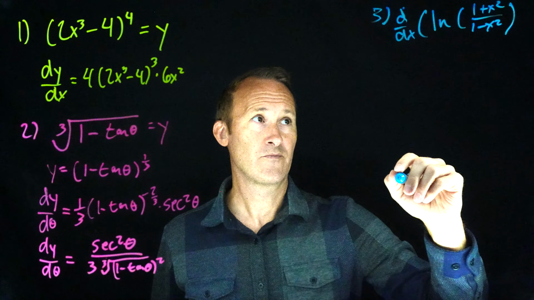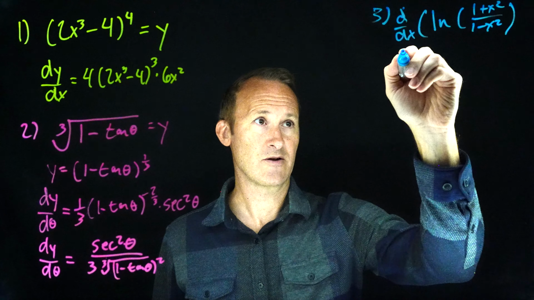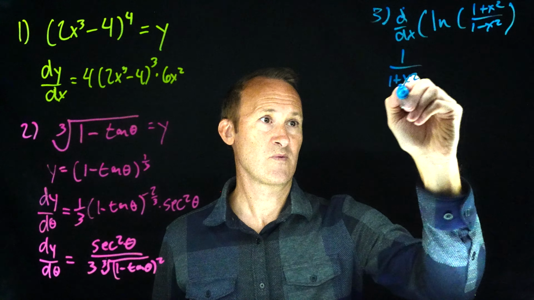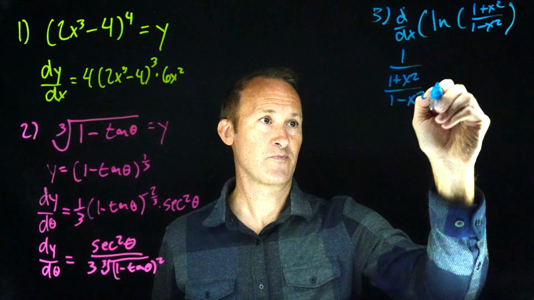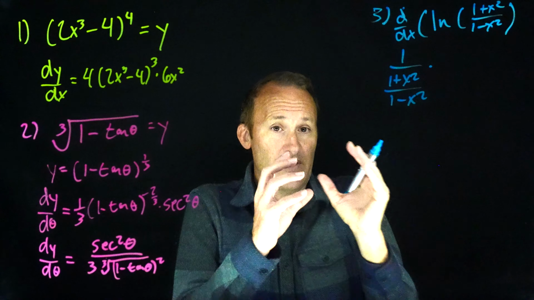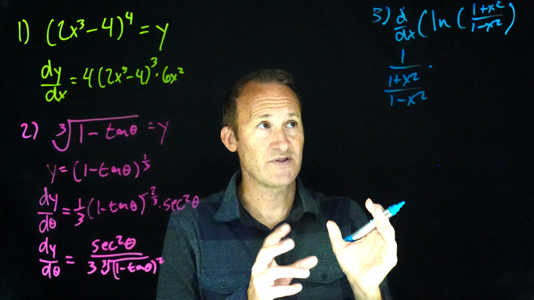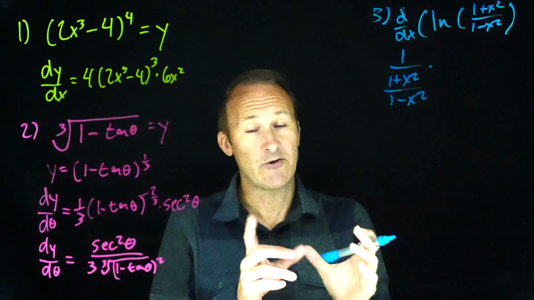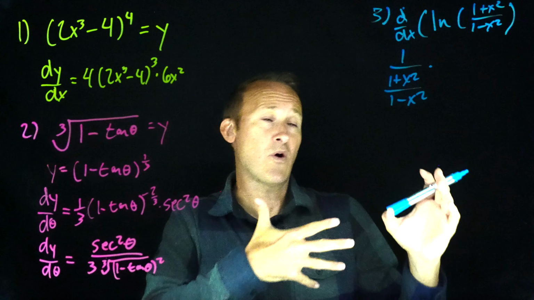Now, I'll just write it out and then I'll simplify it later. So 1 over 1 plus x squared over 1 minus x squared. But now you've got to multiply that by the derivative of the inside, which is 1 plus x squared divided by 1 minus x squared. Okay, how do we deal with that? That needs the quotient rule.